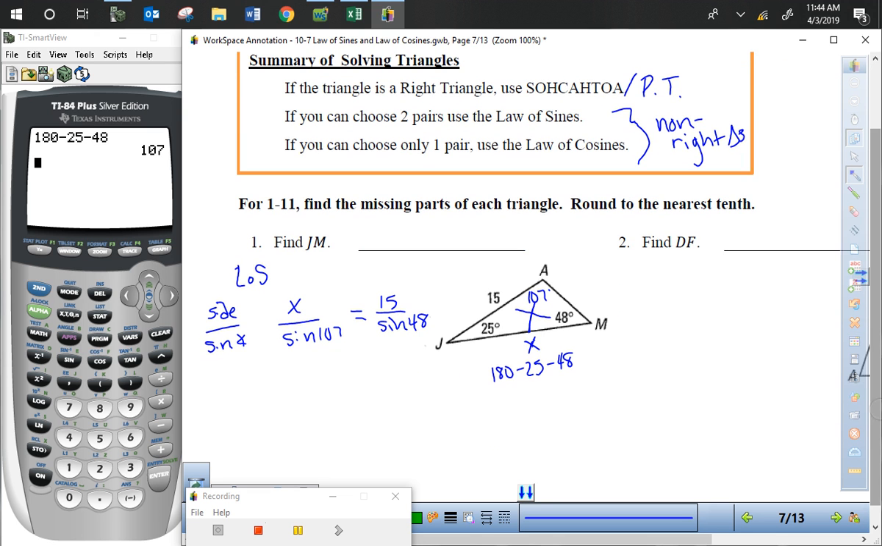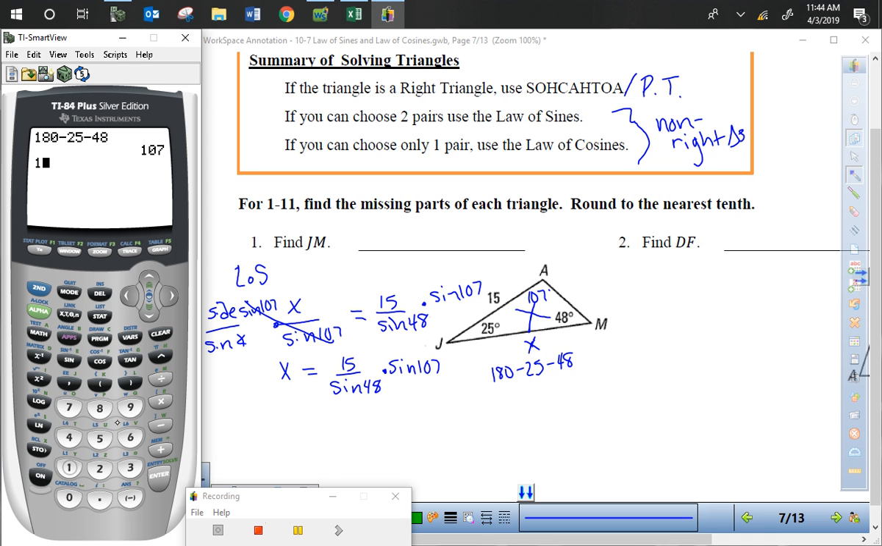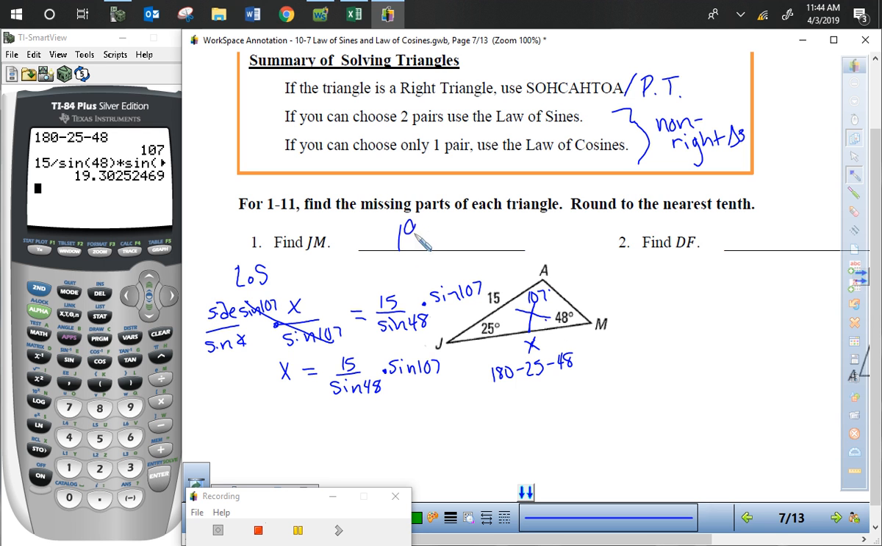Now we just solve for X. Right now, X is divided by sine 107, so we'll multiply by sine 107 on each side to get rid of that. So then X equals just the right-hand side, that 15 over sine 48 times the sine 107. Okay. So our answer is 19.3.